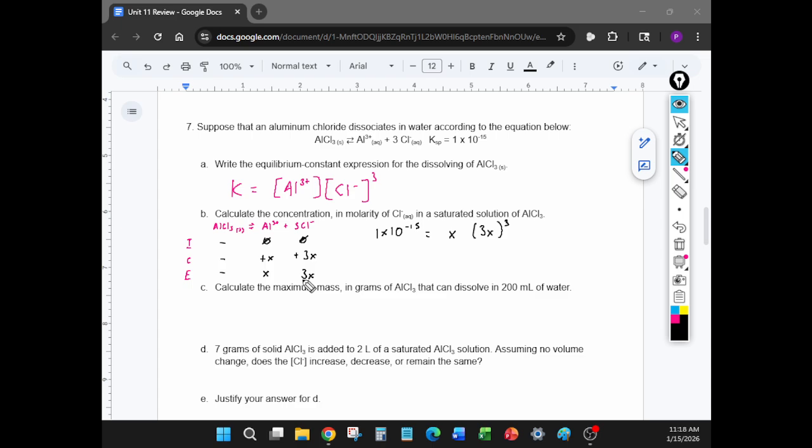So let me give you about a minute or two to do that, just so you can get a little algebra and calculator practice. But see if you can solve for X and find the molarity of Cl-. Just heads up, a lot of people make a crucial algebra mistake right here, so just be on the lookout for that, okay? Double check your algebra.